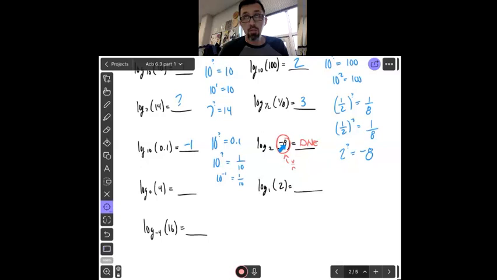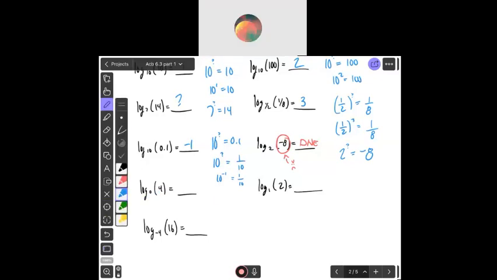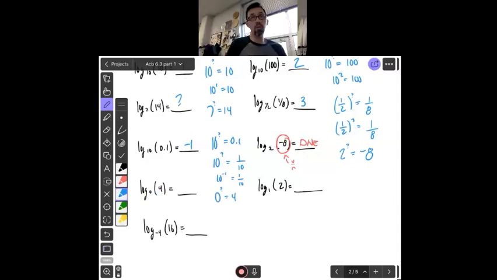Log base 2 of -8 meant 2 to the what is -8. Log base 10 of 100 meant 10 to the what is 100. So what is log base 0 of 4? 0 to the power of something equals 4. What power of 0 would equal 4? What is that, Riley? 0 to the what is 4?